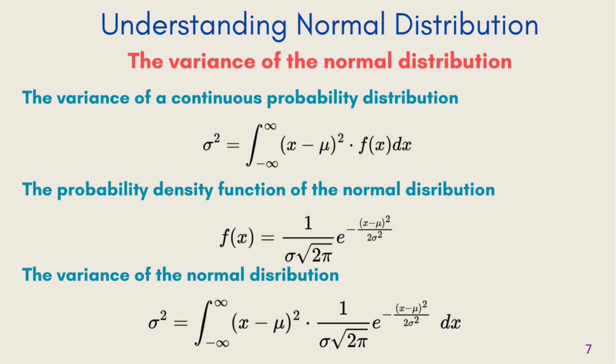The equation for the probability density function is inserted into the integral. On integrating and applying the limits, we get the variance of the normal distribution as sigma squared. The standard deviation of the distribution is sigma.